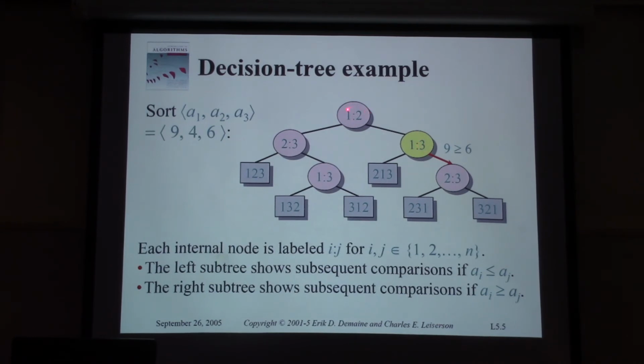So we already know 9 is bigger than 4, what about 9 against 6? Okay, so 9 is bigger, so we're going to go in this direction, right? And then we're going to compare 4 against 6 to know how to place them. So we're going to go 2, 3, 1. And if this test was wrong, we go 3, 2, 1. So 2, 3, 1 means 2, 3, 1, 4, 6, 9.